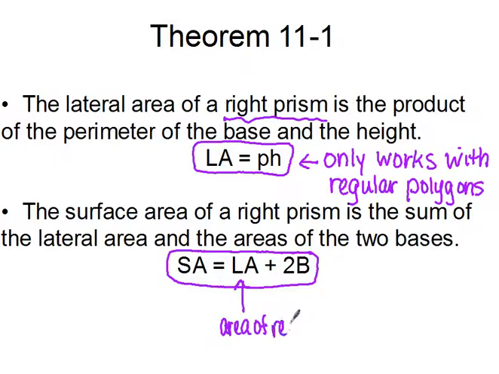Okay? So far, the only one that we've been able to use the P times H formula for would be the hexagonal prism. Otherwise, you have to find the area of all the rectangles and add them all together. 2 capital B is area of the bases. So for a prism, we add up all the rectangles plus 2 of the bases, and that gives us our surface area.